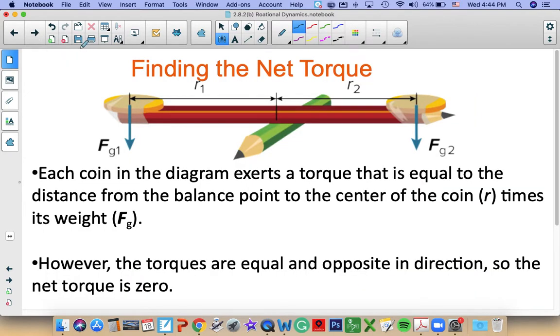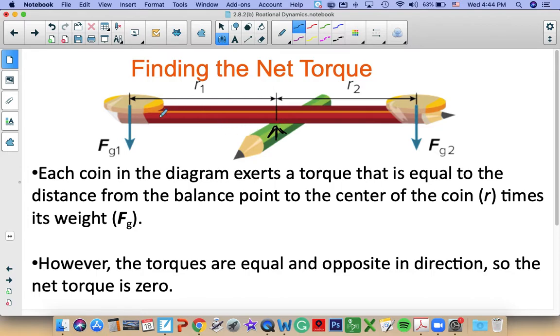We're going to talk a little bit about torque here, just to review what we did in the last lesson. This is just a pencil, a really basic pencil. We have a penny taped on that end and a penny taped on that end. This would be our fulcrum right there, our axis of rotation, our point of rotation.